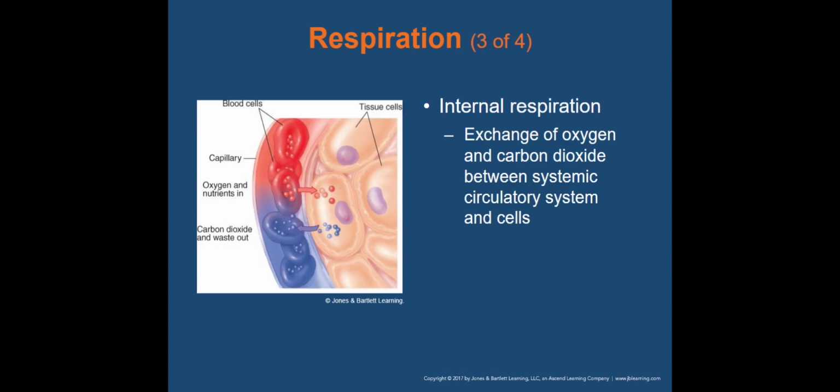Internal respiration is the exchange of oxygen and carbon dioxide between the systemic circulatory system and the cells of the body. So oxygen passes from blood and capillaries to tissue cells. Carbon dioxide and cell waste pass from the cells into the capillaries, where they are then transported to the venous system back to the lungs.